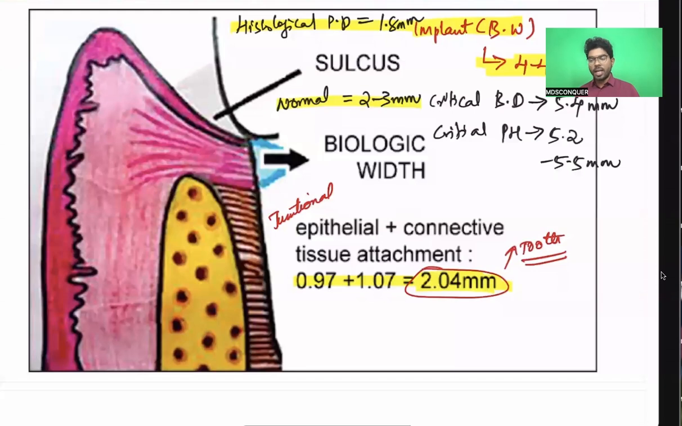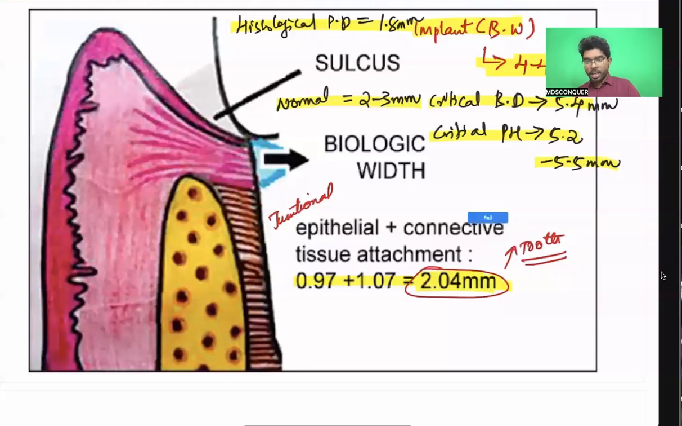Biological width around the natural dentition is 2.04 millimeters. And biological width around the implant or probing depth around the implant is 4 to 4.5 millimeters. Critical probing depth value is 5.4 millimeters. And critical pH is going to be 5.2 to 5.5. Clear? Done?